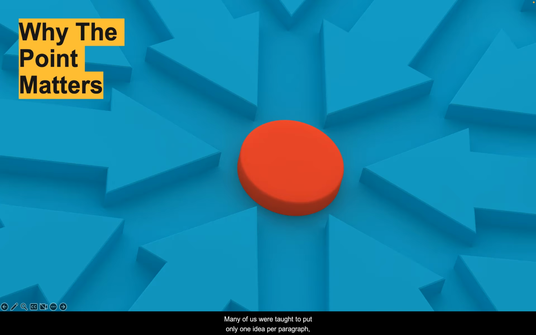Many of us were taught to put only one idea per paragraph, and that's still a really great guideline to follow. But in academic writing, that idea has to be argumentative. It should make a claim. If your paragraph lacks a clear point, your readers may struggle to see how it fits into your larger essay, how it's meant to support your overall argument, the focus of what it is you're trying to accomplish in this piece of writing you're producing. A strong topic sentence sets the stage for the rest of the paragraph, and it gives your audience a reason to keep reading.